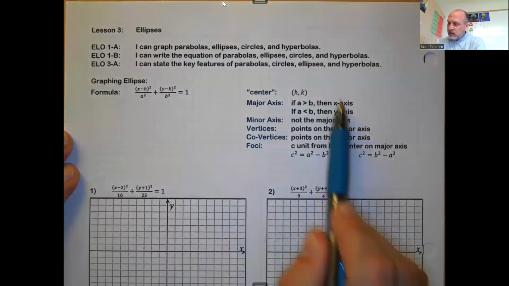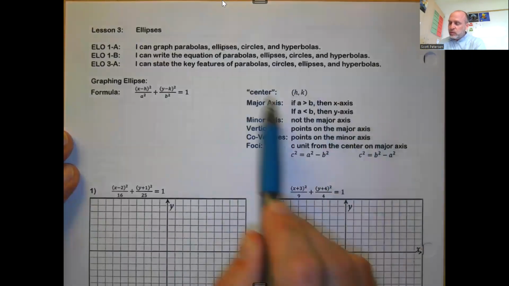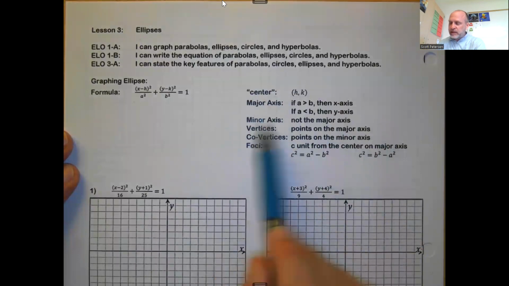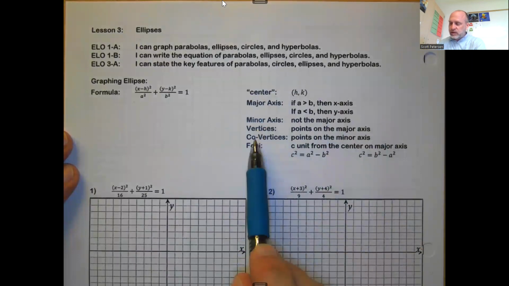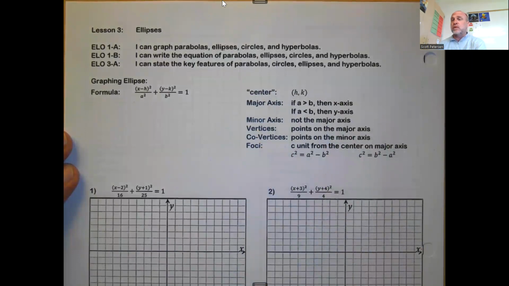Now, as I said, a lot of information here. We're going to have a center, major axis, minor axis. We're going to have vertices. We're going to have covertices. We're going to have something that's called foci, which is plural for focus. We had a focus with a parabola. Now we're going to have multiple foci on our graph.